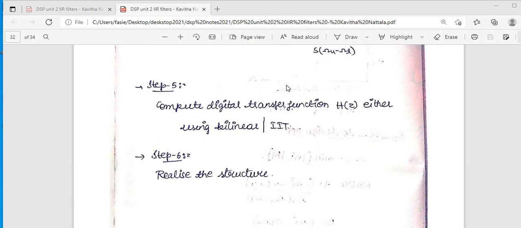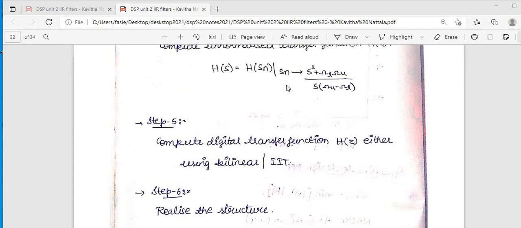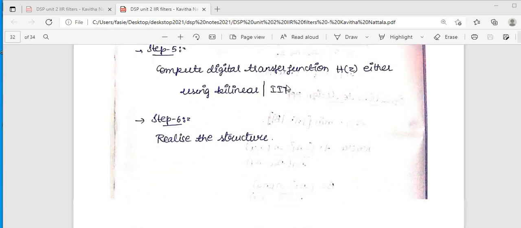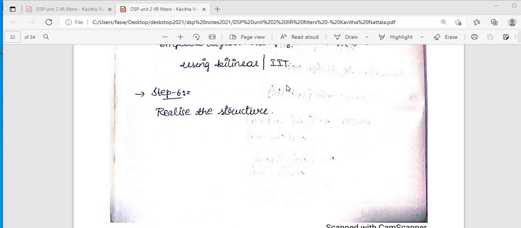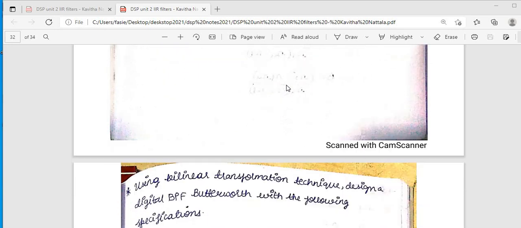Next step is what? Compute the digital transfer function H of z, either using bilinear or impulse invariant techniques. We have to compute that as well. Next step, realize the structures. How do we get the structures? Because structures are more important for designing as well as for analyzing. We have to keep in mind how we design the structures. That designing can be done by using direct form 1 and direct form 2. Clear? So they may give you a band pass filter for Butterworth.